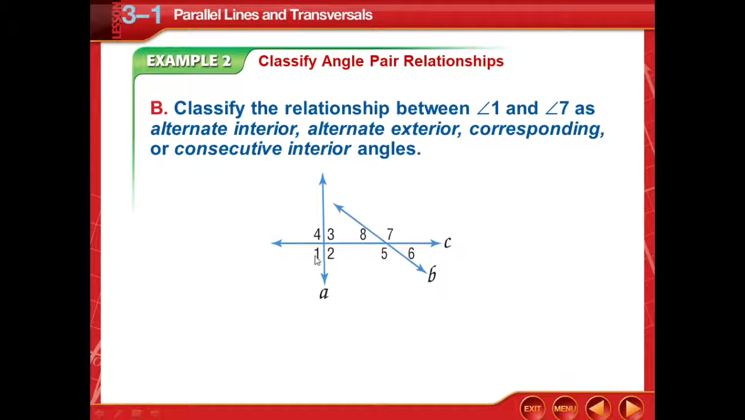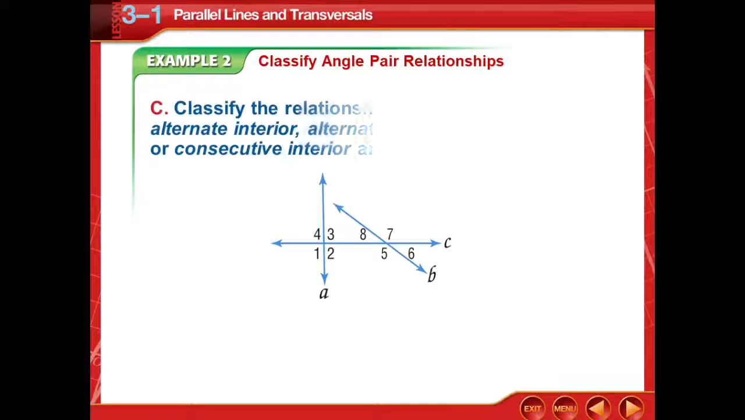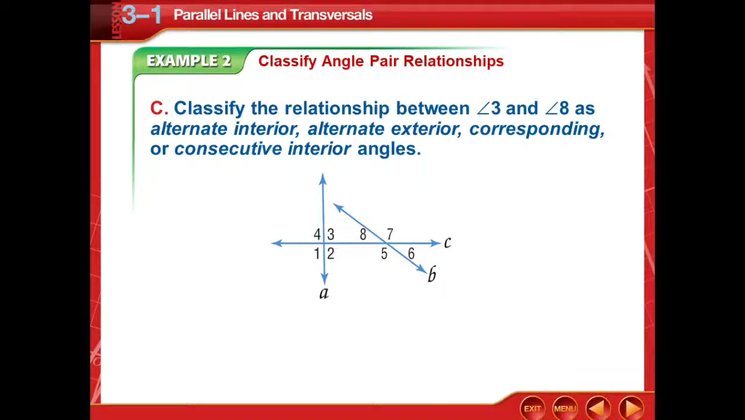We also now want to classify the relationship between 1 and 7. Angle 1 is on the exterior of line A, angle 7 is on the exterior of line B, and they are on opposite sides of the transversal. Therefore, they will be alternate exterior angles. If I look at the relationship between 3 and 8, they are interior and they are right next to each other, which means that they will be consecutive interior angles.